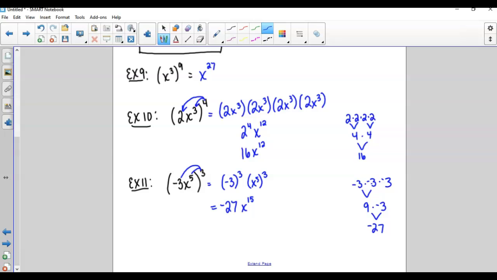Okay, so with coefficients, we'll make ourselves a little note here. We are going to raise the coefficient to the power, and then we're going to multiply the exponents.